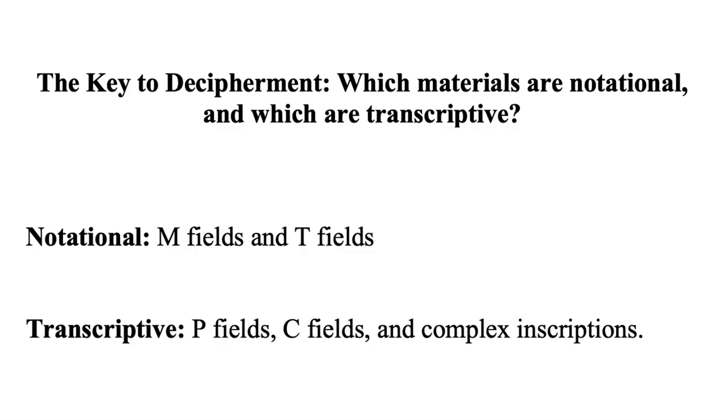Whereas the transcriptive writing, which is kind of the goal of the decipherment, because that's the writing that's actually going to be representations of things like names and titles and things like that. It's going to actually represent language in the usual sense that we understand it. That's going to be found in the P fields, the C fields, and in complex inscriptions. So we'll be seeing a lot of examples of these types of writings going forward. So just bear that in mind.